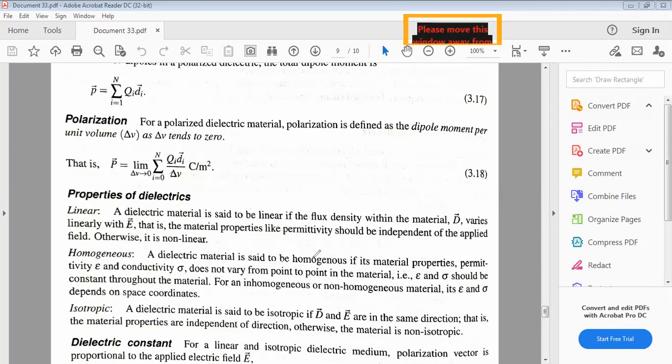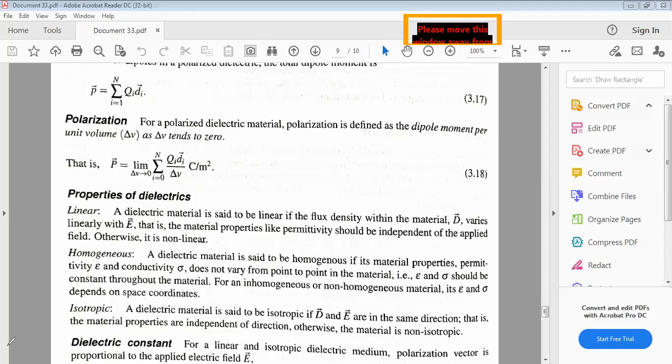Homogeneous. A dielectric material is said to be homogeneous if its material properties, permittivity epsilon and conductivity sigma, do not vary from point to point in the material. That is, epsilon and sigma should be constant throughout the material. What are the material properties? Epsilon, mu, sigma. These parameters are called material characteristics or material properties.